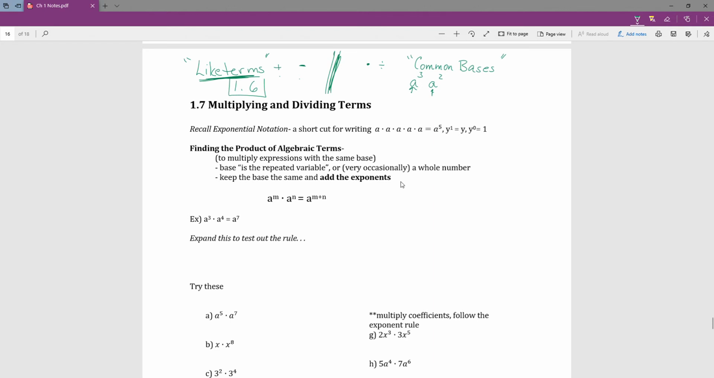And so we're going to go back a little bit here and talk about exponential notation. So that was in our review chapter. The reason that we did this is that we just wanted to recognize that it is a shortcut way for writing things all out. So if I have a times a times a times a times a, the more sensible way to write that is a to the 5. That's what this actually means.